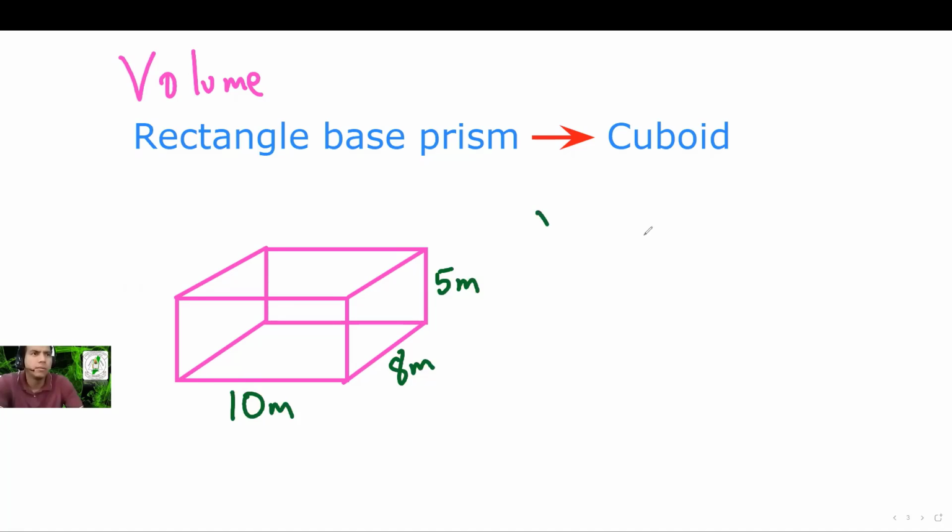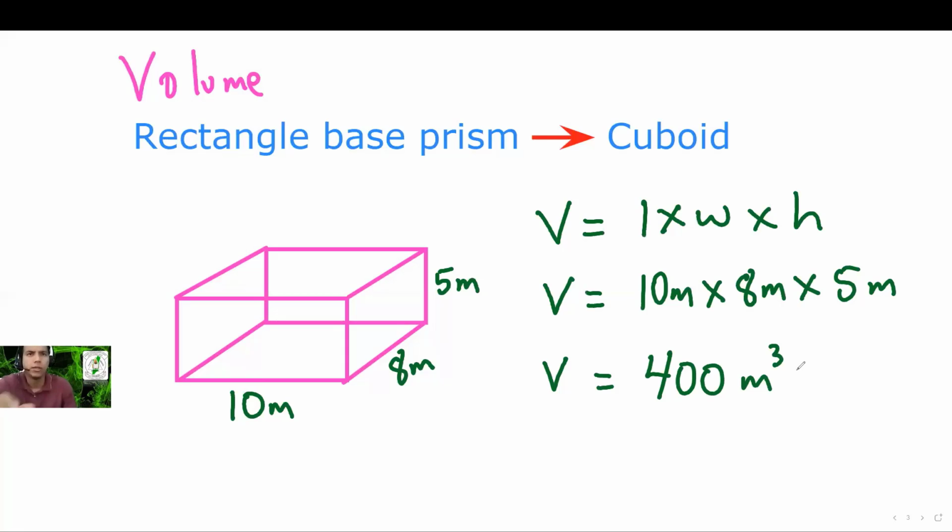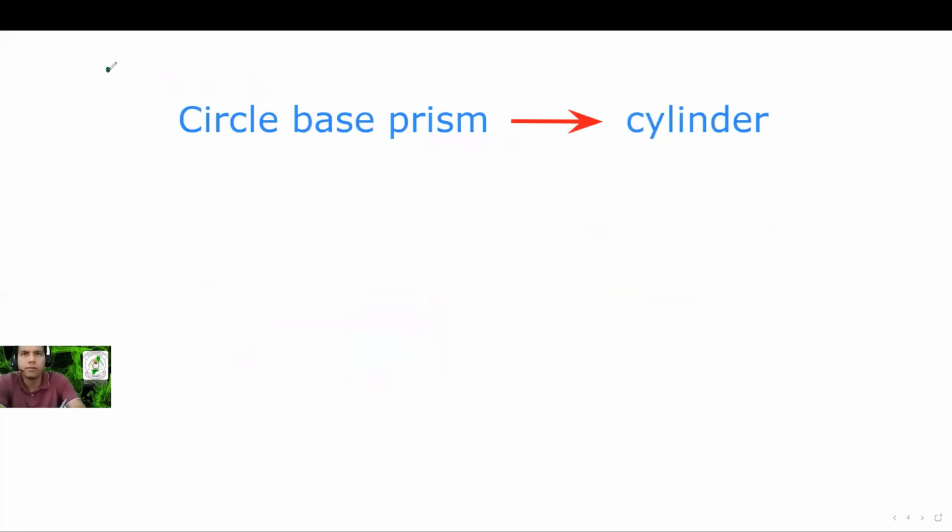So the volume is made up of the area of that rectangle, which is length times width, and we multiply it by the height. So the volume will be 10 meters times 8 meters times 5 meters. And this should give us 400 meters raised to the third power. This is the volume of a rectangle-based prism, also known as a cuboid.